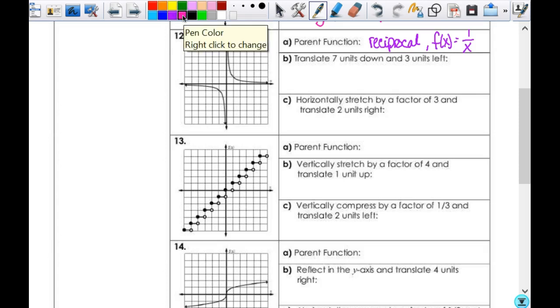So David, that would give me g of x equals, so David, what goes with the x? Okay, so 1 over x plus 3 and minus 7. Okay, y'all agree with that? Yes? Okay, good deal.